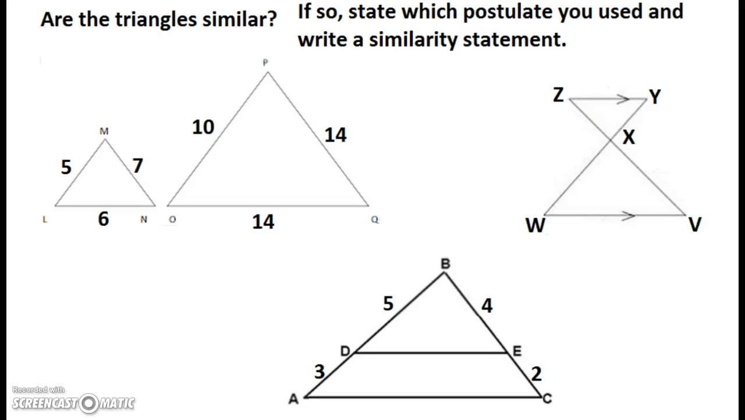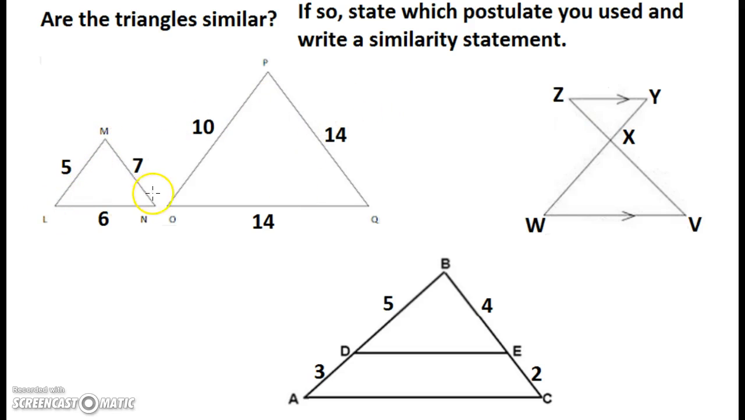So this question says, are the triangles similar? And then it says, if they are, state which postulate you used and write a similarity statement. All right, so in this first one right here, the first thing I need to do is figure out which pieces go together so that I know which pieces to set up in my ratios. Actually, I guess before we even do that, we should look to see if we have enough information to prove that the triangles are similar.